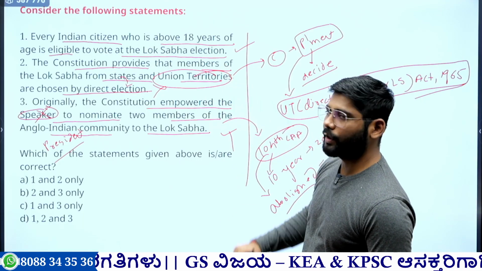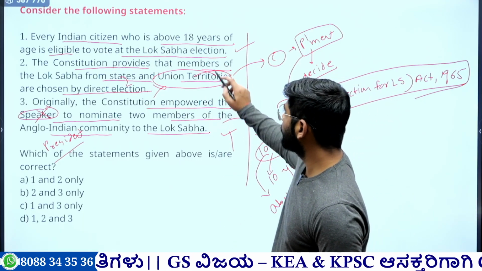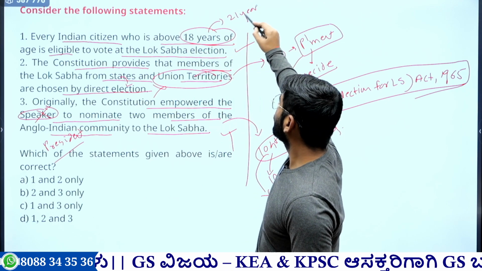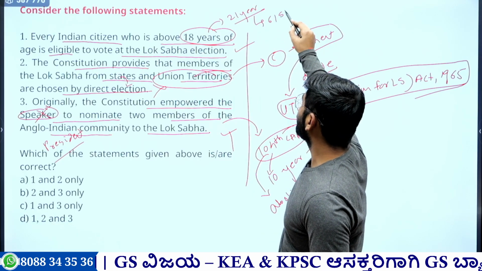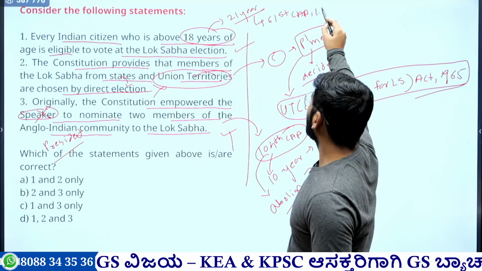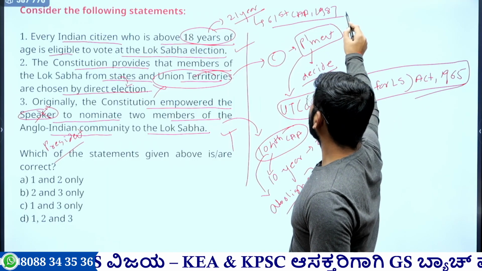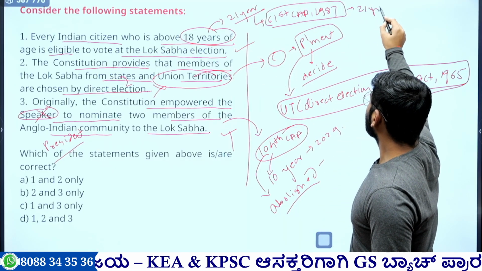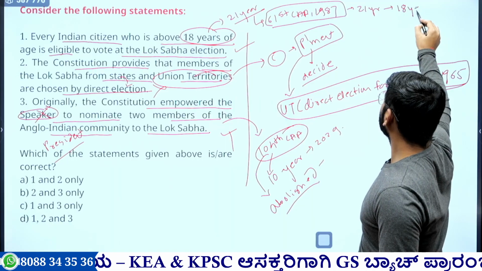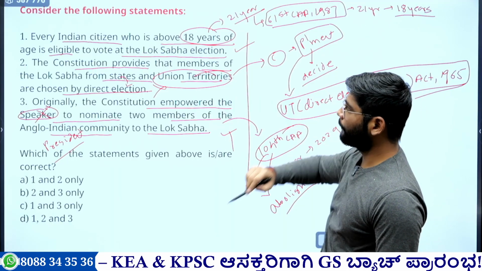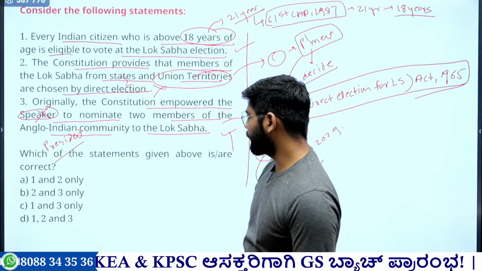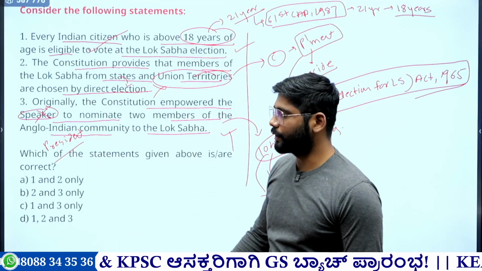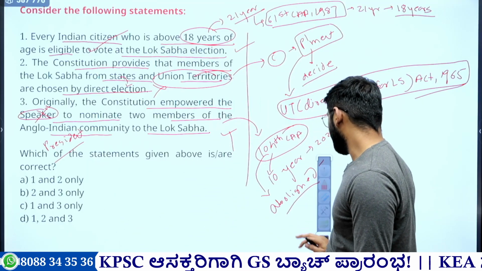And the first statement: in the original constitution the voting age was 21 years, but the 61st constitutional amendment came in 1987. This act reduced the voting age, so previously it was 21 years, and it was made 18 years. So the first statement is correct. The other options are wrong here, so only the first statement is correct. This is the correct answer. We'll see the next question.